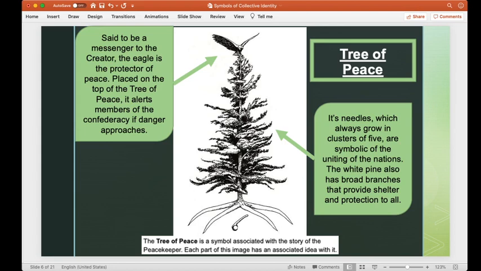The needles, which always grow in a cluster of 5. Now you might say 5 because of the symbolic uniting of the nations, the 5 nations coming together. The white pine also has broad branches, so it's a pine tree, by the way, that provides shelter and protection to all. Right? And so there's actually a story in which when Peacemaker gathered the chiefs first together, they sat underneath the broad branches of the white pine, and they sat under there to discuss how the Confederacy is going to look. Okay, so already you have the looking out and the protection and the shelter.